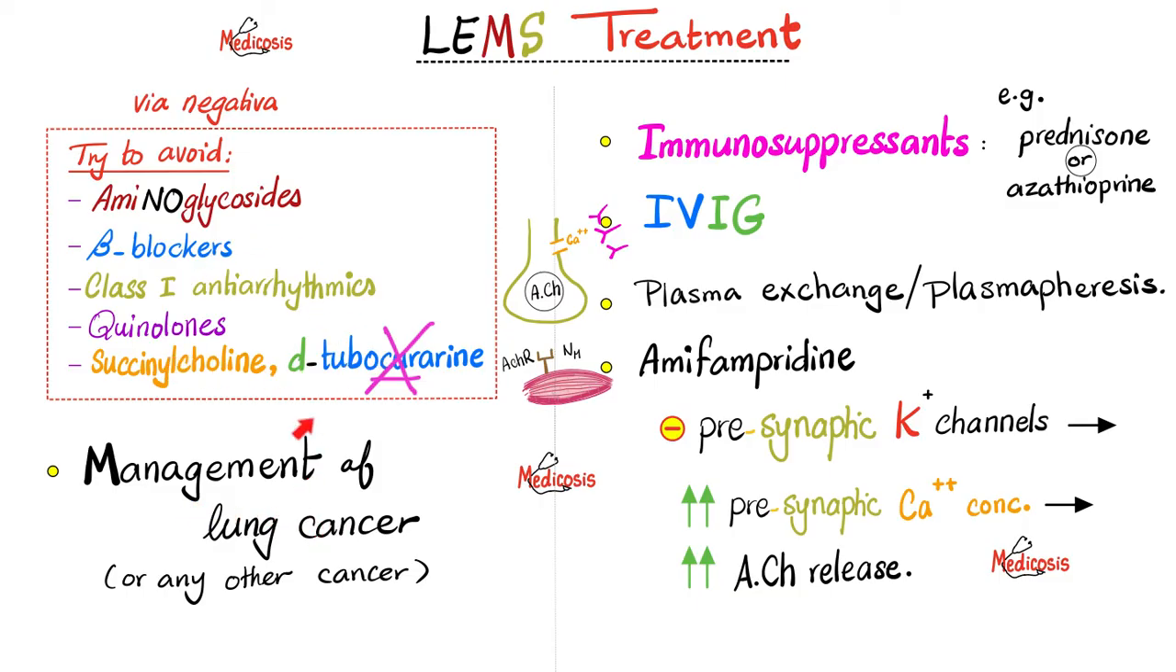If there is a lung cancer, make sure to manage that cancer. Then, since Lambert Eaton is an immune disease, an autoimmune disease, we give immunosuppressants such as prednisone or azathioprine. The same story holds true for myasthenia gravis if you have watched the previous video. I can give intravenous immunoglobulin.